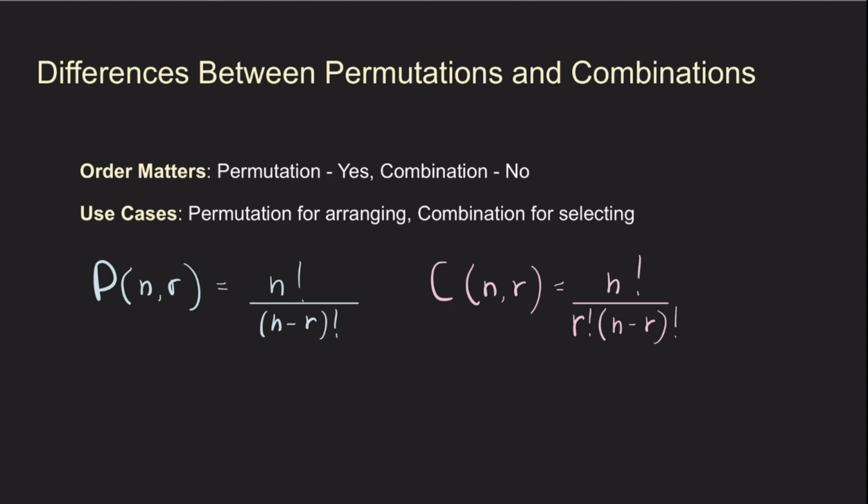The formulas also reflect this difference. Permutations use n minus r factorial to account for the order, while combinations include r factorial to eliminate repeated counts of the same set in different orders.